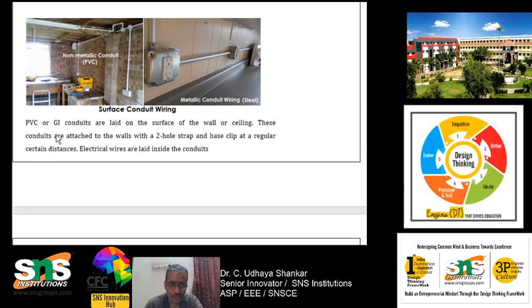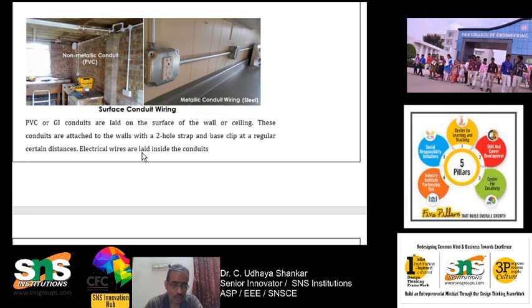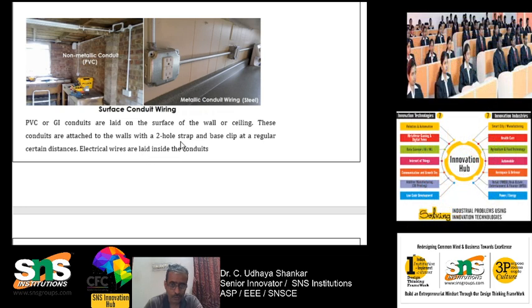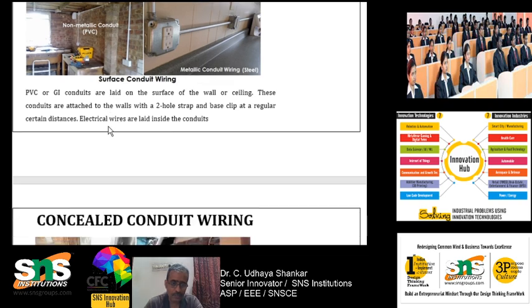So from this diagram you can see that the PVC or GI conduits are used on the surface of the ceiling, and these conduits are attached to the walls with 2-hole straps and base strips at regular distances, and the electric wires are laid inside the conduit. So this is called surface conduit wiring. This is what we normally see in our offices and other structures.